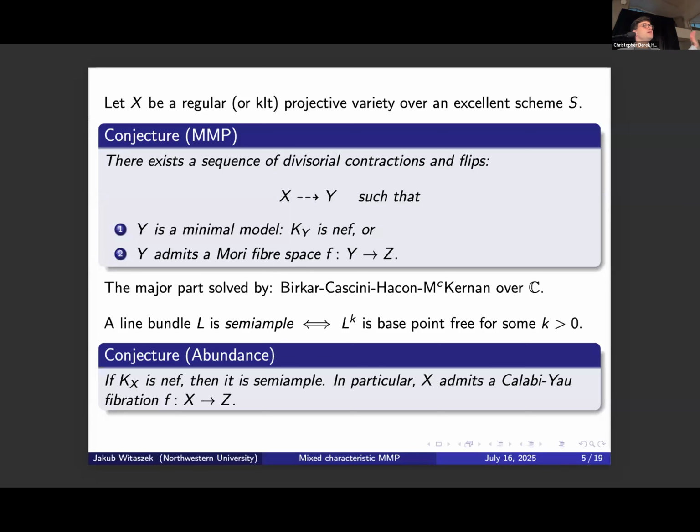Let's start with our variety. Let's run the minimal model program until we reach a Mori fiber space. Then repeat the MMP for the base Z of a Mori fiber space and keep going through multiple Mori fiber spaces until we reach a minimal model.